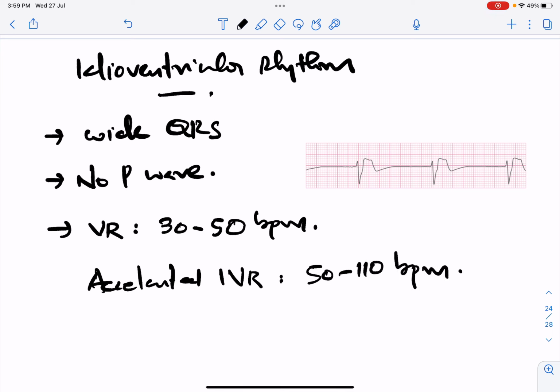Okay, so wide QRS, no P wave, and the QRS will be regular also, because the ventricle is beating at its own rhythm. Okay, and the usual normal heart rate is 30 to 50 associated with the ventricle. If it is increased to more than 50, up to 110, it is called accelerated idioventricular rhythm.